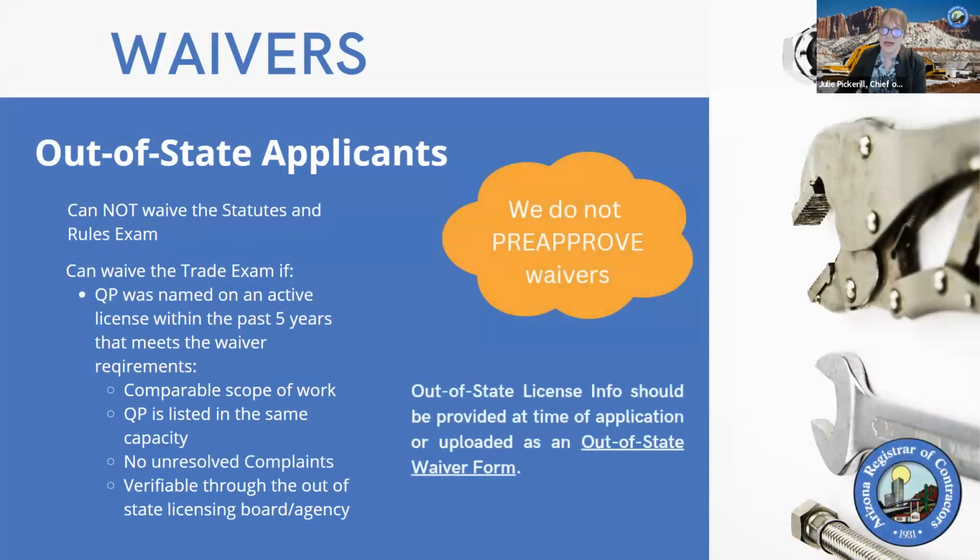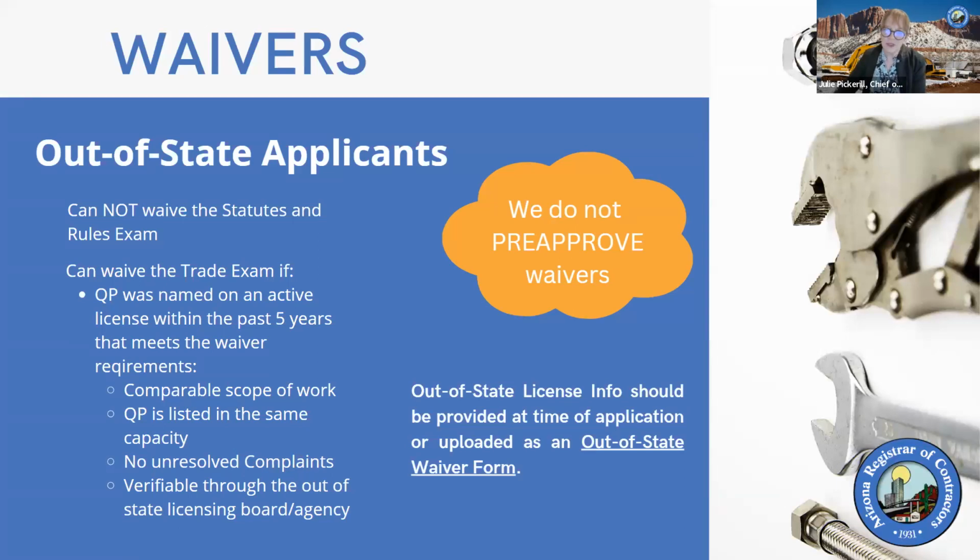All right, so out-of-state waivers work basically the same way, but if you're coming from out of state, you cannot waive the statute and rules exam. Even if you've taken a business exam in another state, you still have to take the Arizona business exam, which is the statute and rules exam. And it's also not an exam. It's not a scary exam anymore. It's a really great course that walks you through all the rules of doing business in Arizona.